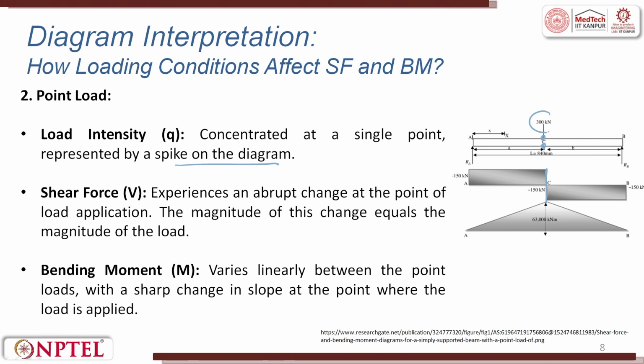The magnitude of this change equals the magnitude of the load. Whatever load you apply, there is a change from positive to negative, and interestingly, exactly at that point you get the maximum bending moment. When it is UDL, you get a bending moment like a curve. When it is a point load, you get the bending moment as a triangle.